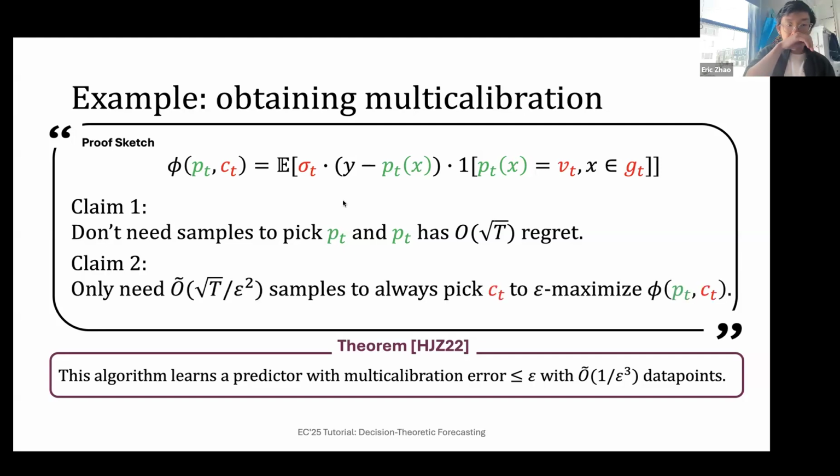The second claim is that my adversary doesn't need T to be large, but they will need a lot of samples in order to best respond. And if you plug in T as 1 over epsilon squared, what you'll end up with is that 1 over epsilon cubed sample complexity.